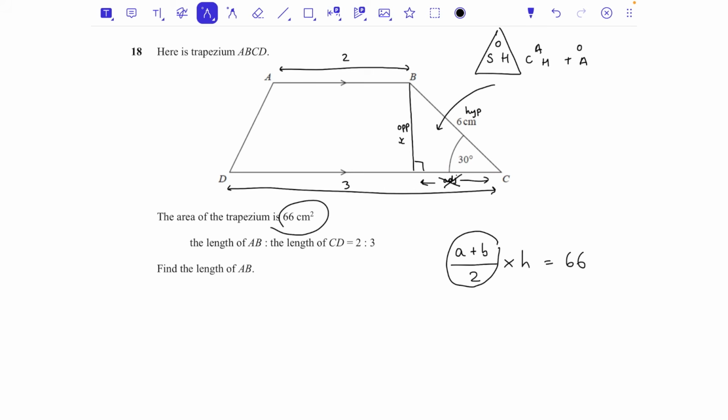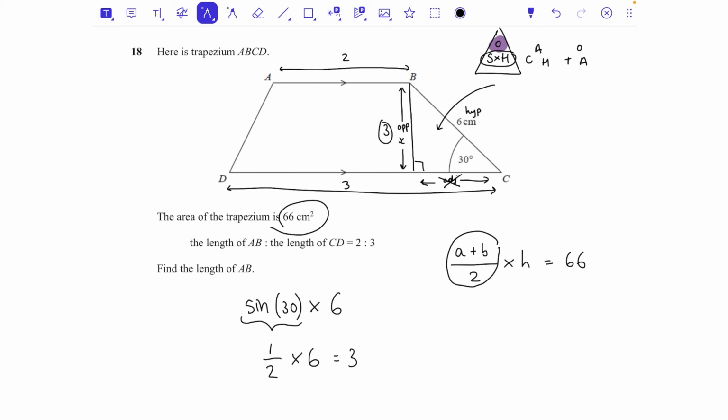Cover up the thing you want to know, so in this case we want to know the opposite. If I cover that up, I'm left with S multiplied by H, and so I'm going to do sine 30, because that's what the S stands for, sine of the angle, multiplied by the hypotenuse, which is 6. Now you are expected to know that sine 30 is a half. So a half times 6 is 3, and therefore we know that the height here is 3.